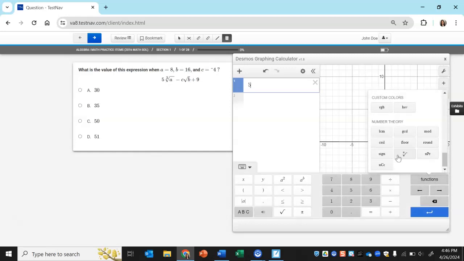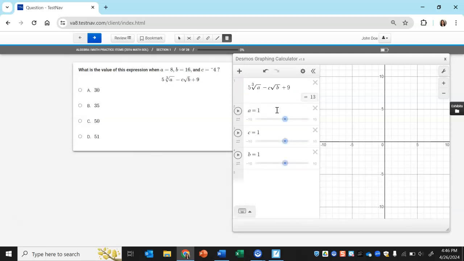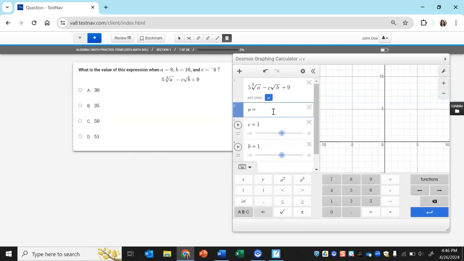You can scroll down. Cube root of a, I'm going to put a instead of plugging in the number right there. And then c square root of b plus 9. And look, once I type that, it's going to allow me to go ahead and plug in numbers. I'm going to press all, and then I'm going to change the numbers that it defaults to.